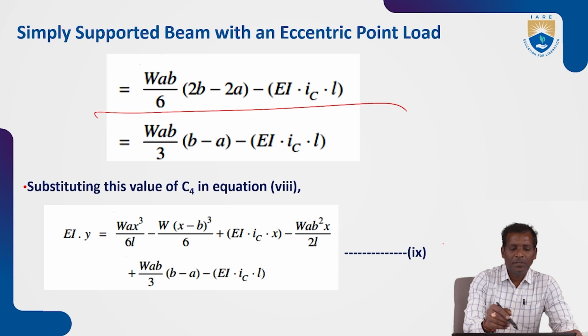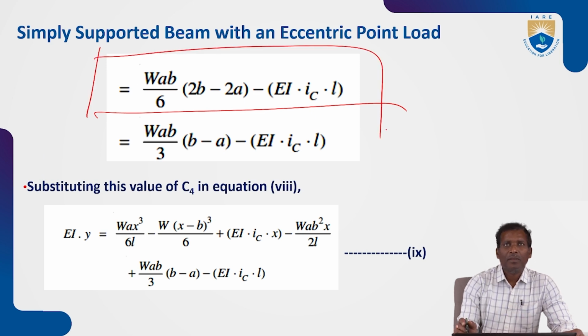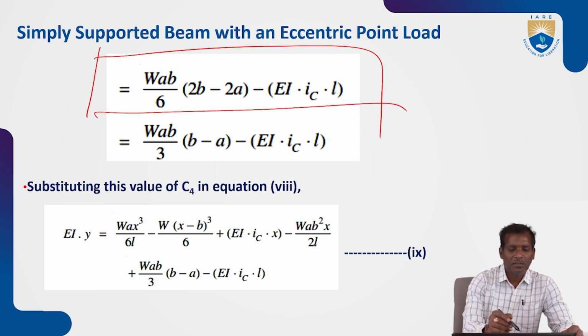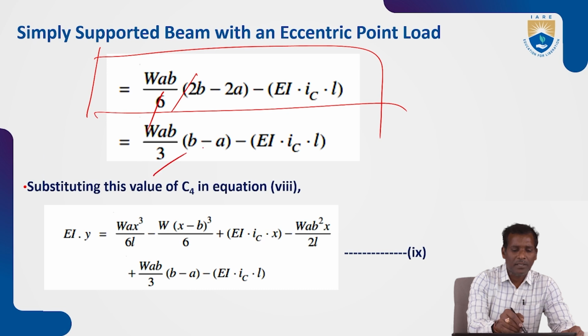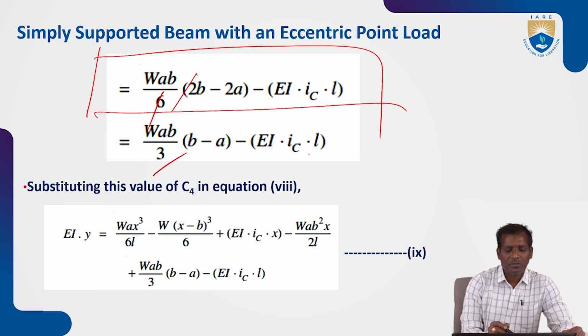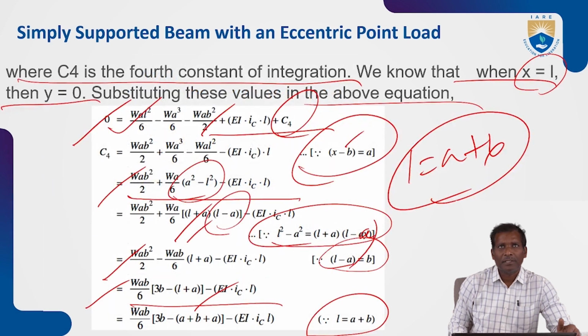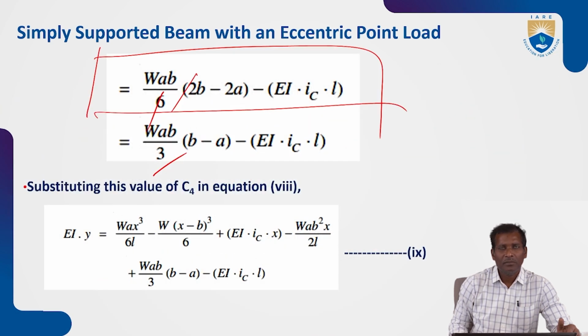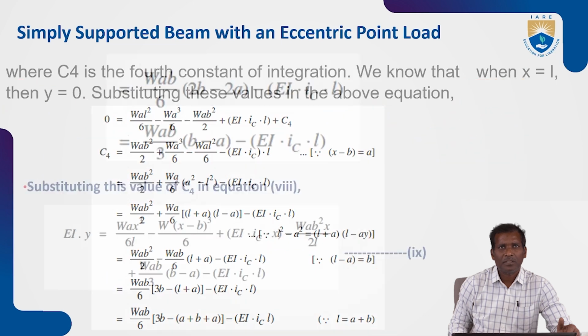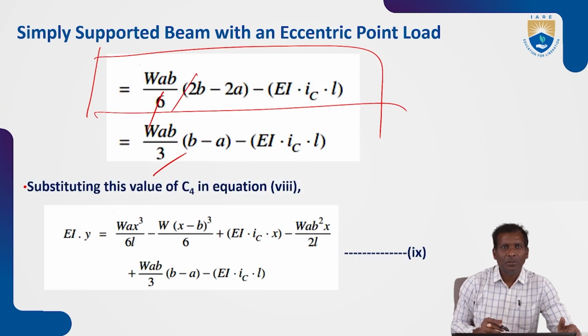minus EI into θC into L. So Wab by 3 minus, so here it cancelled 3 and b minus a into L. So this is the equation after integration and integration, and then substitute the boundary condition. So the fourth constant already we have calculated, C4. Now substitute this C4 in the above equation, in the previous equation.